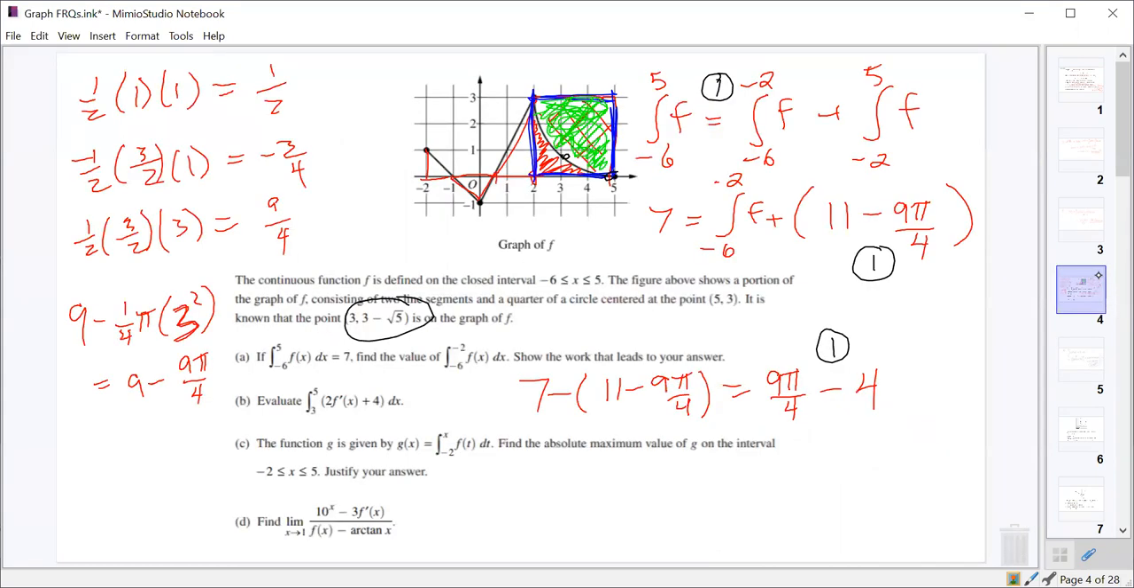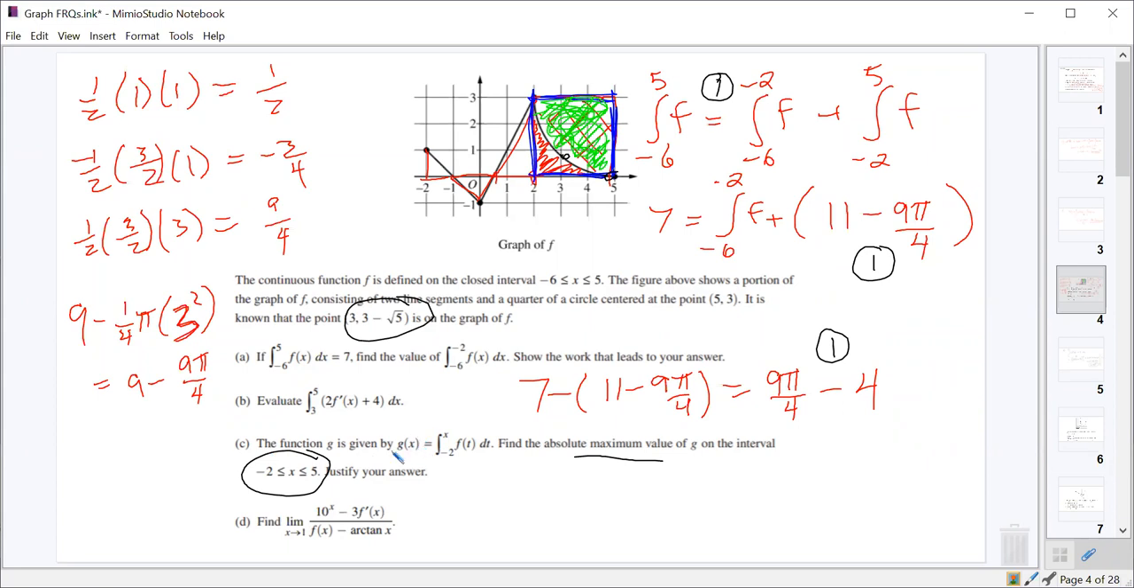Perfect. Part C. Find the absolute maximum of G on the interval from -2 to 5. Now, I made a big deal about this last night sometime in the review session. If they ask you for an absolute max on a closed interval, what do you need to remember to check? The endpoints. Check the endpoints. So we are interested in both -2 and 5, but also any critical values that we might have for G.